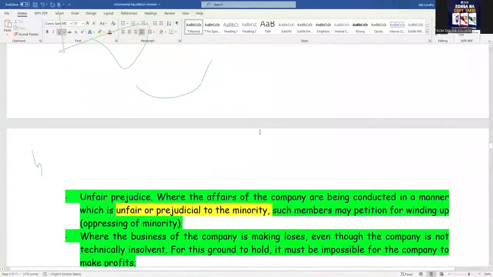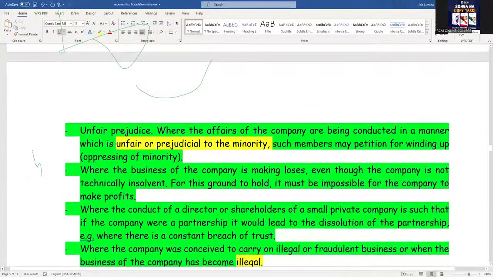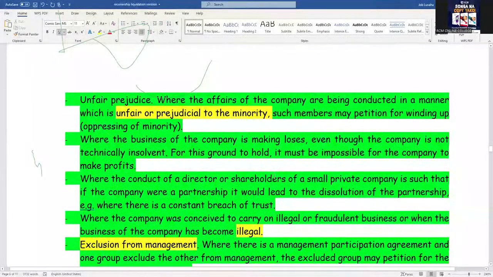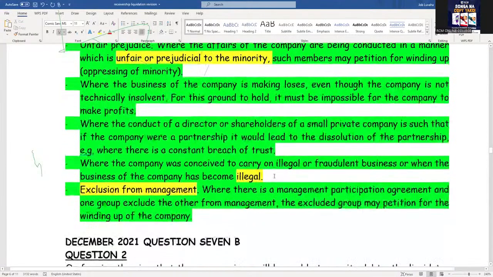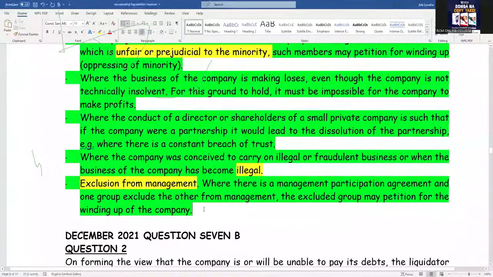So the complete deadlock; the company is continuously making losses and there's no chance it will make a profit; where the affairs of the company are being conducted in a manner which is unfair or prejudicial to the minority; where the conduct of a director or a shareholder is such that there's a breach of trust amongst the directors or shareholders; if the company is involved in fraudulent or illegal business; or if there's an exclusion in management, whereby part of the management has been excluded from taking part in the management of the company. These could be reasons petitioned before the High Court, which can give a compulsory liquidation order.